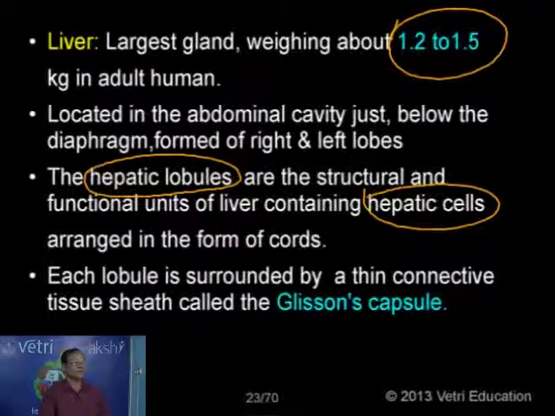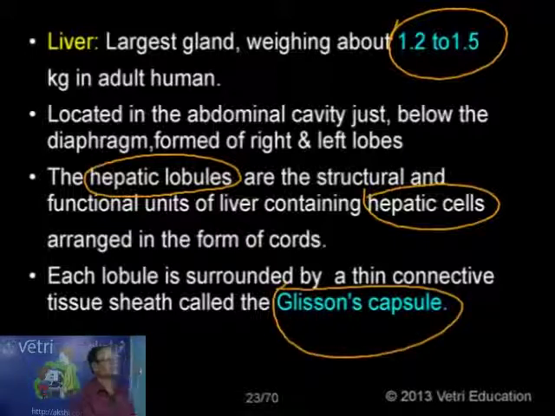Each hepatic lobule is ensheathed, surrounded, or encapsulated by a fibrous connective tissue, and that is called Glisson's capsule. Glisson's capsule in the liver is nothing but a fibrous connective tissue layer covering the unit of the liver, namely the hepatic lobules.